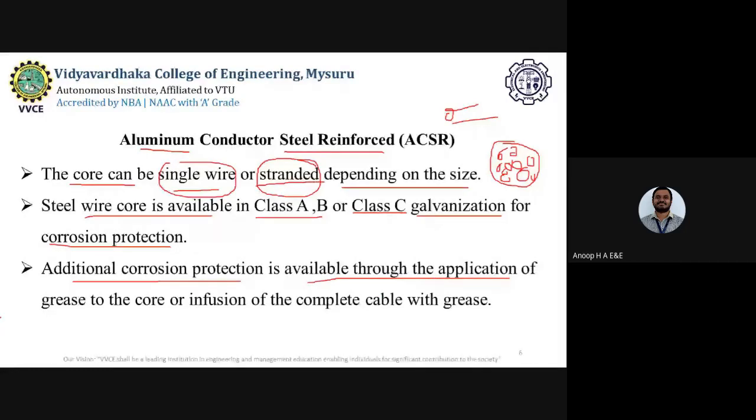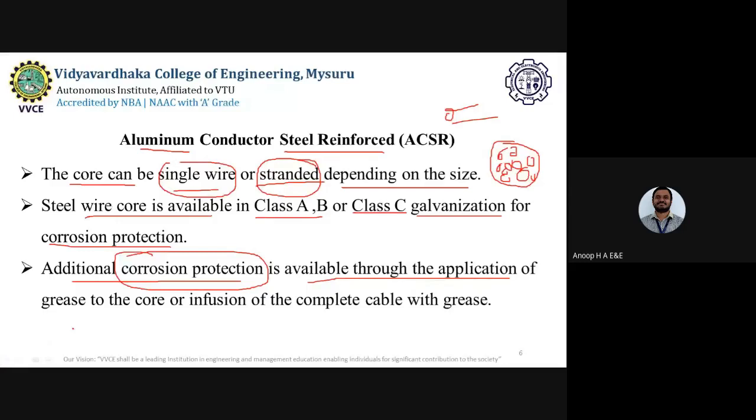What do you generally mean by corrosion? Anyone? A simple way, how can you define corrosion? Rusting. Corrosion is different from rust. Just think about it and do let me know in the next class.